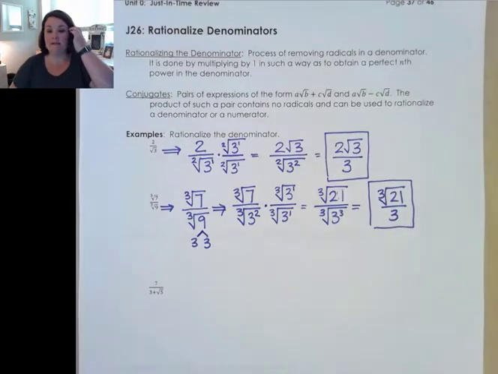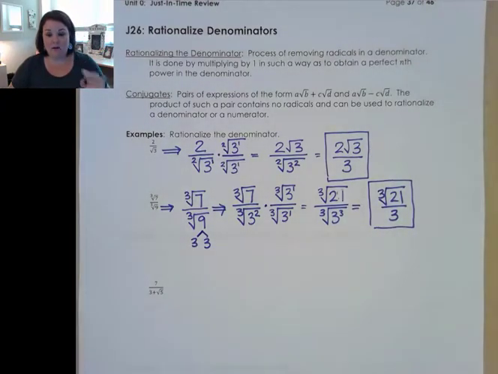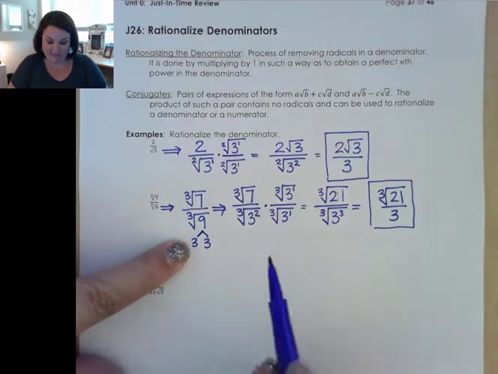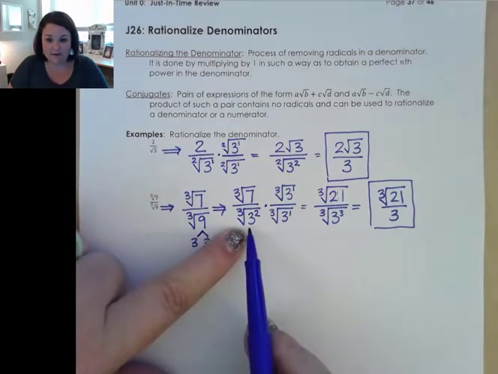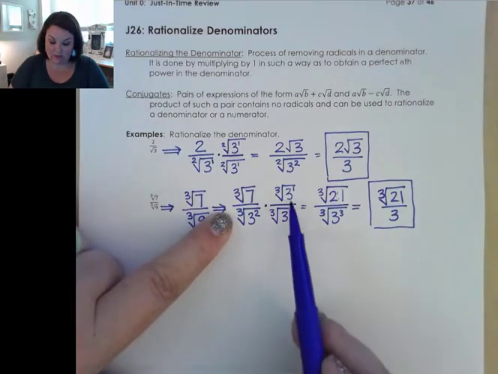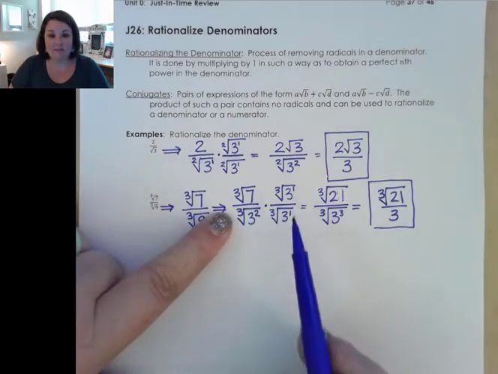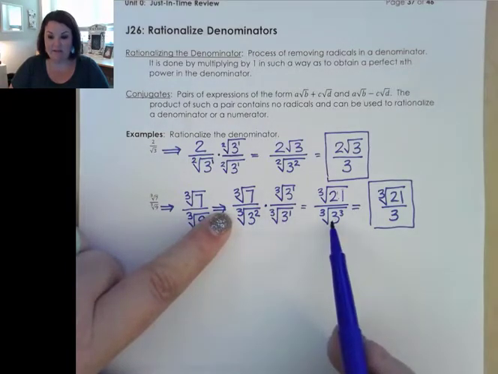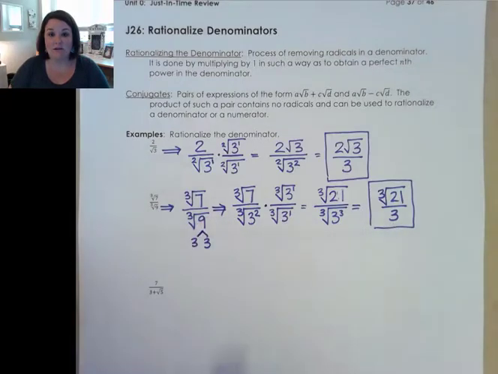So our goal is to come up with how many copies we have, right? How many copies we have of the base currently. The root, or the index number, tells us how many copies we need. And then we just multiply by however many missing copies we need on top and bottom so that it will simplify down to something without a radical in the denominator.